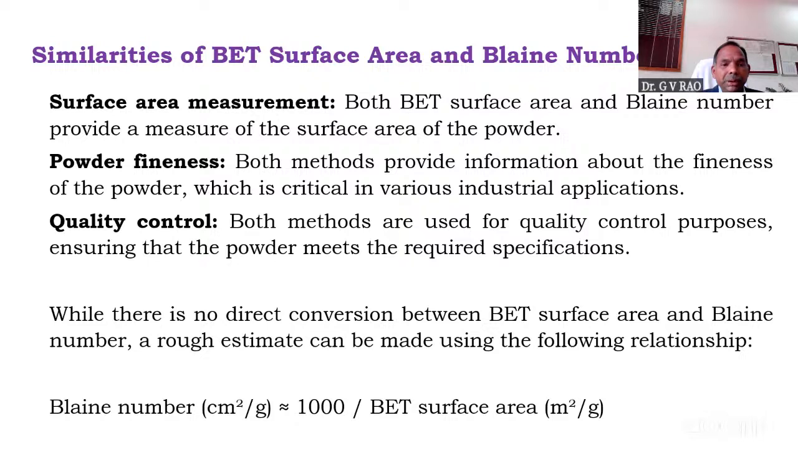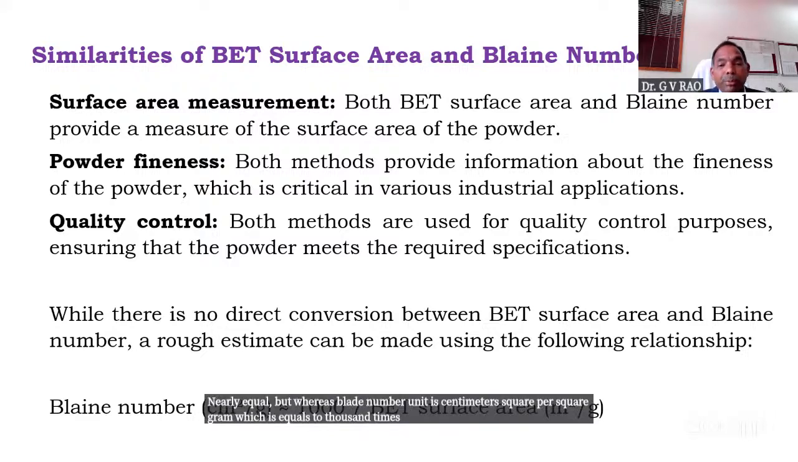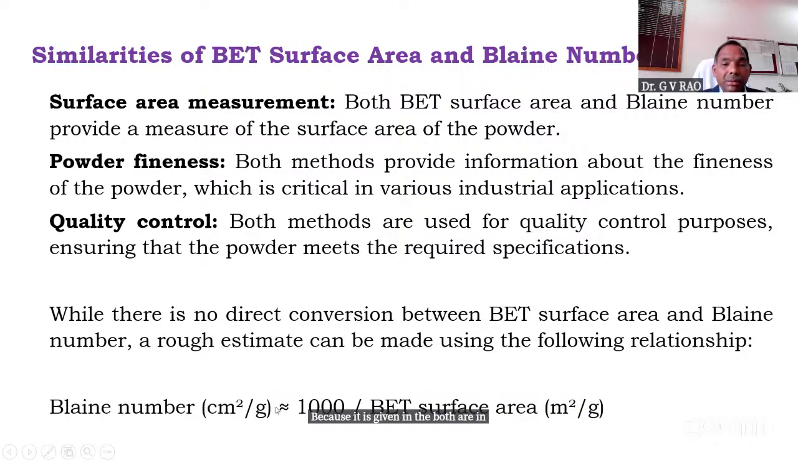If you see the units, they are nearly equal, whereas the Blaine number unit is centimeter square per gram, which is equal to 1000 times the BET surface area, because both are measured per gram, whereas area is measured in centimeter square and meter square.